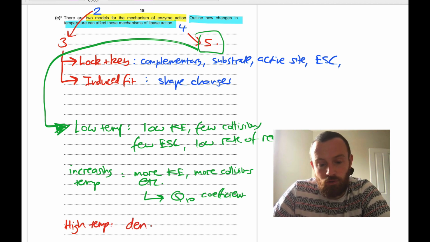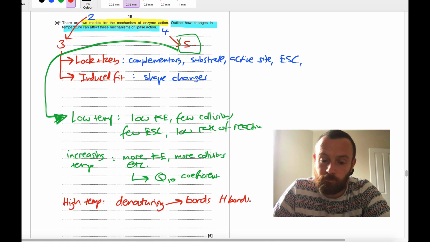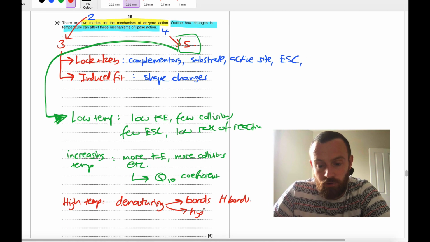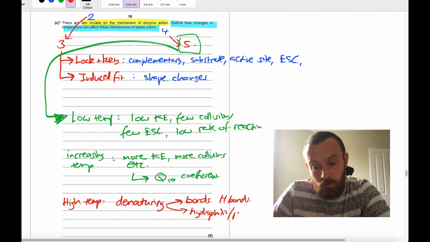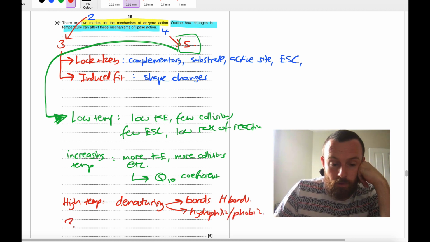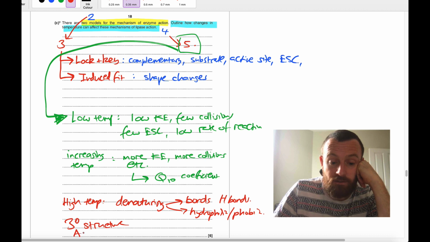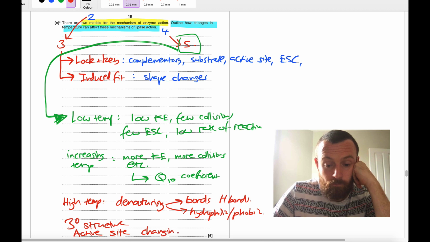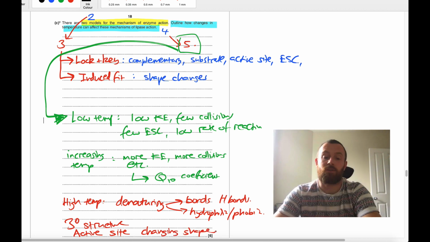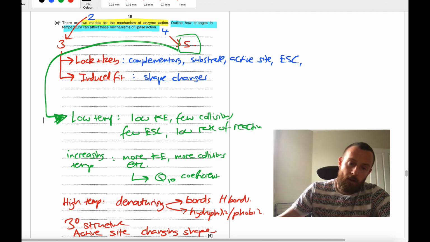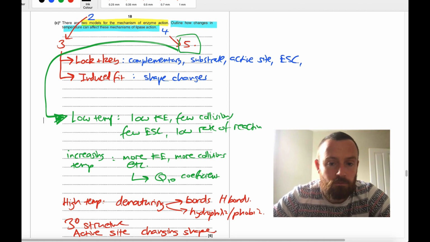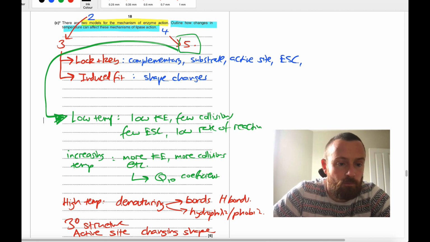We basically want to talk about denaturing, but we want to fully explain that. So we want to talk about bonds, hydrogen bonds, for example, hydrophilic, hydrophobic interactions, the fact that they're disrupted. We want to talk about the tertiary structure or quaternary structure. We want to talk about the active site changing shape, and all those things, okay? So yeah, loads of things for us to talk about. Let's have a look at the mark scheme now and see if I would have got 6 marks on this question.